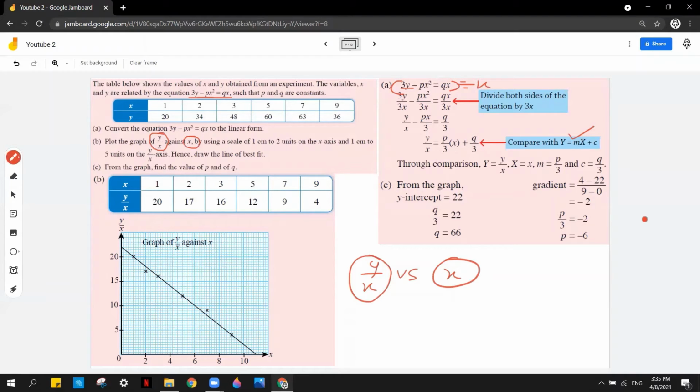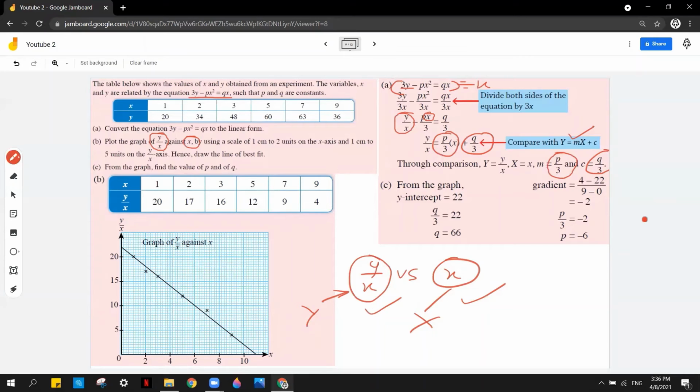See what happens. In this question, they divided by 3x, so they just want to eliminate the 3 in one shot. It's up to you. Then you notice you get y over x, and the x is all alone. Hence, we got what we want. Now it's just rearranging it, and you can label this as capital Y and this as capital X, and then you are done. So immediately you know your gradient is always with the x value here, p over 3, and your y-intercept is q over 3, as per usual. Just do that, and you're smooth sailing.